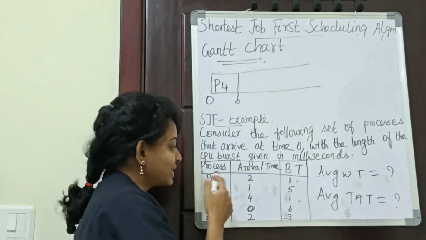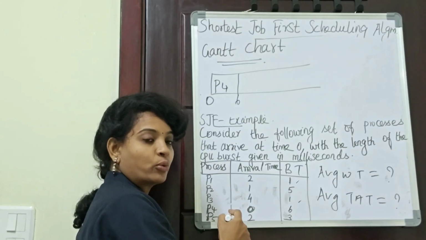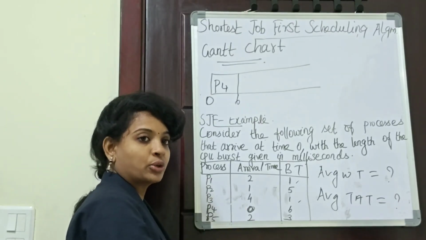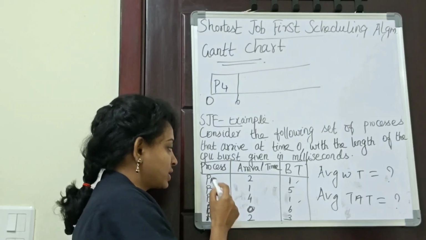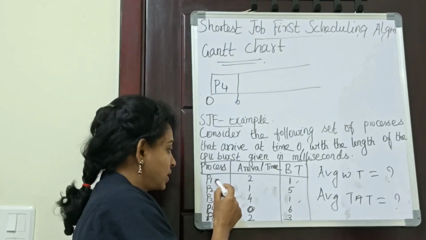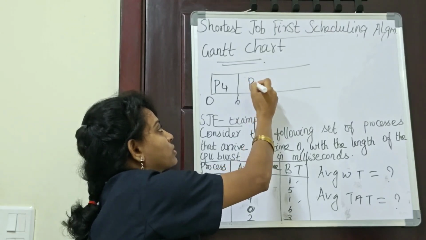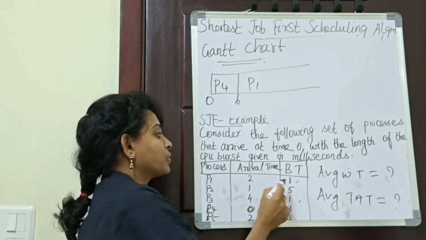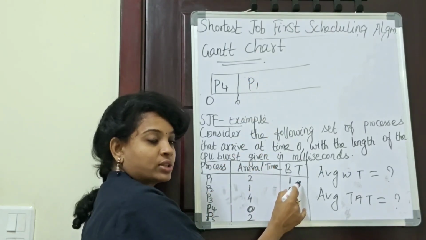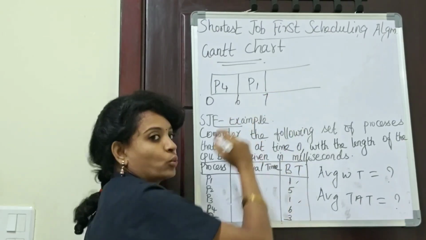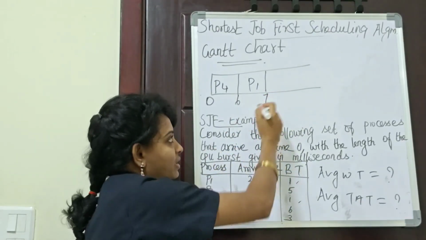During this time, we can follow first come first serve scheduling. Who comes first? The P1 process comes first, and only then the P3 process comes. So we have to give P1 first. How much time does P1 take for execution? 1. So 6 plus 1, 7. So you have to write here 7.